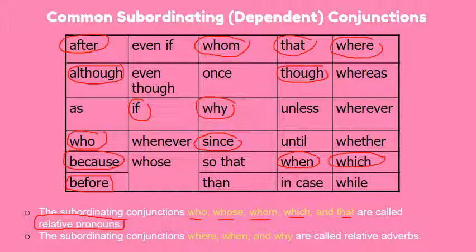But when you see the subordinating conjunctions where, when, and why, they are called relative adverbs. Who, whose, whom, which, that are called relative pronouns. Where, when, and why are called relative adverbs. The other subordinating conjunctions are called subordinating conjunctions.